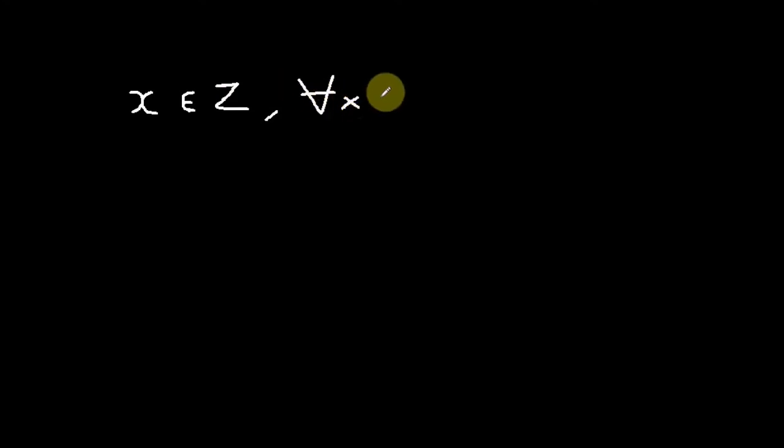We can quantify it like, for all x, P of x, the predicate function P(x). For all x, okay, the claim is that x square is greater than 0.